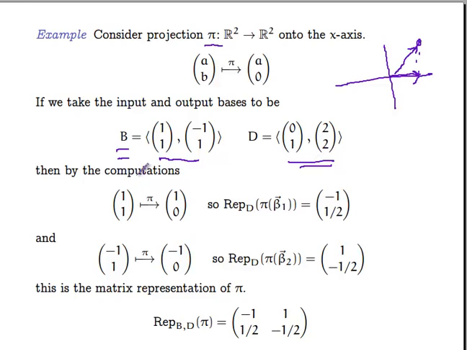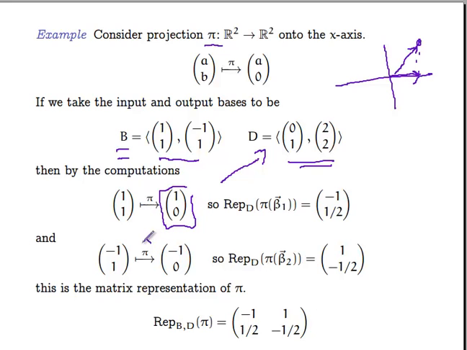Now, according to this rule, the domain basis vector 1, 1 maps to 1, 0, right? Because the projection just zeroes out the second component. So from this you can compute that the representation of this vector in terms of this basis is minus 1, 1/2. You can verify that. Minus 1 times the first basis vector plus 1/2 times the second basis vector is equal to 1, 0.